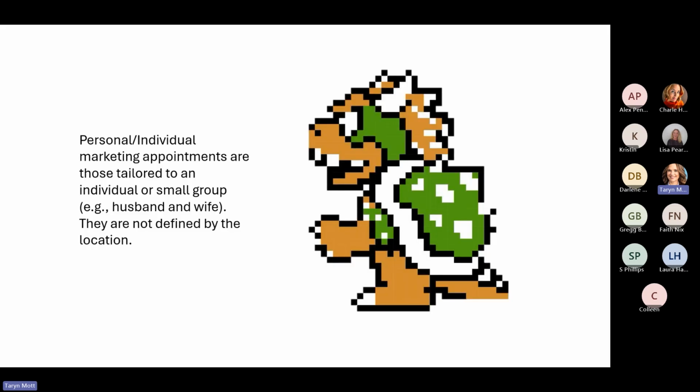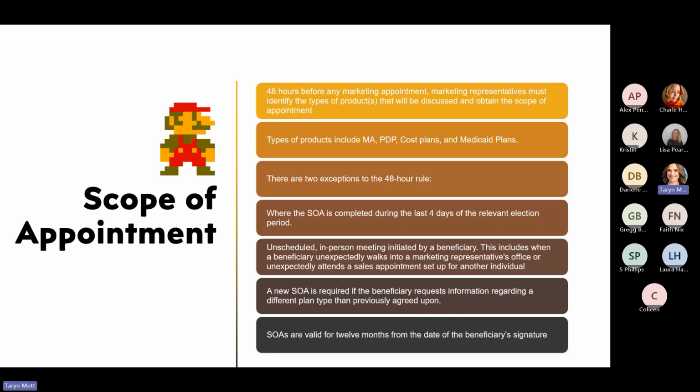Personal individual marketing appointments are those tailored to an individual or small group, such as husband and wife. They are not defined by location. You need to know that in just a minute. Scope of appointment. Here's where we jump into this.